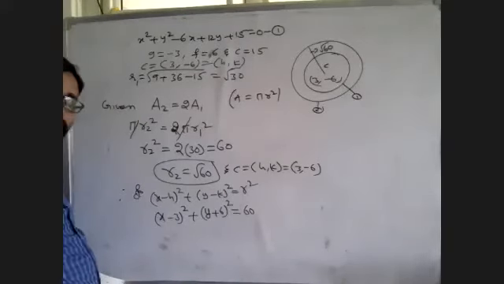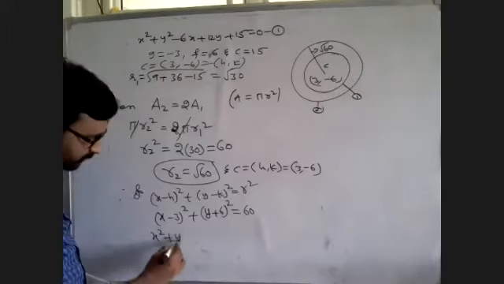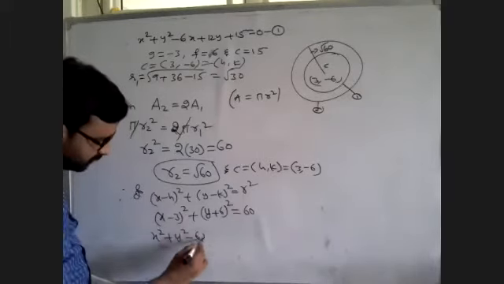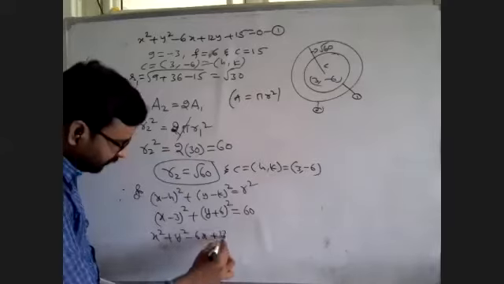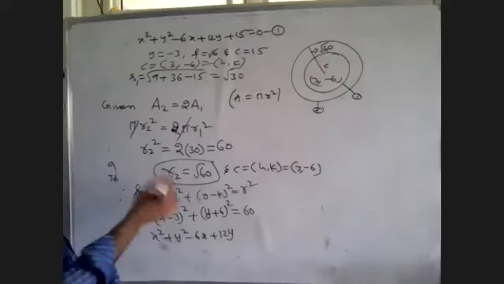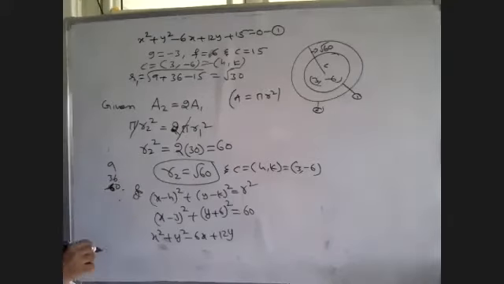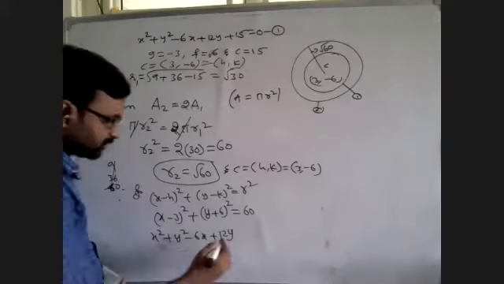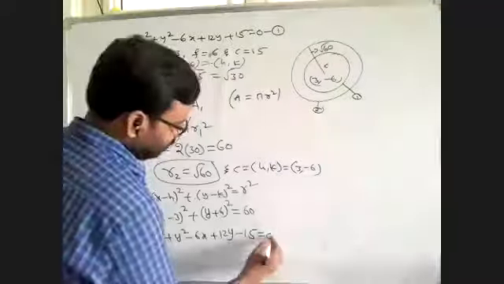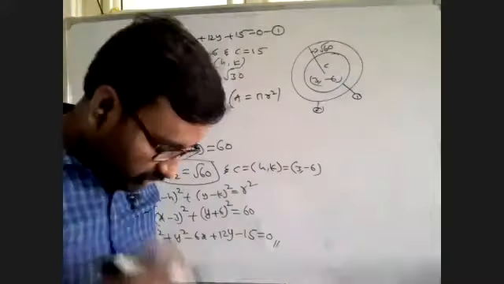But if you want the general form, then this is x square plus y square minus 6x plus 12y, and 3 squared is 9 and 6 squared is 36, and taking the side minus 60. 36 plus 9 is 45, 45 minus 60 means minus 15. So minus 15 is equal to 0. This is the required circle equation, which is related to concentric circles.